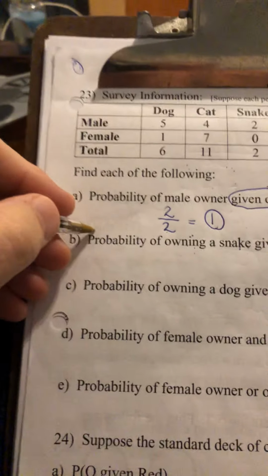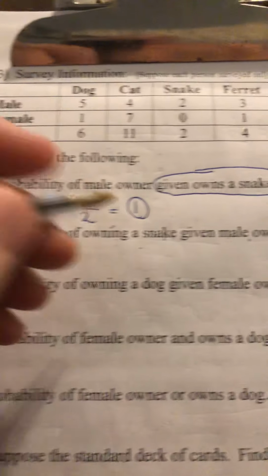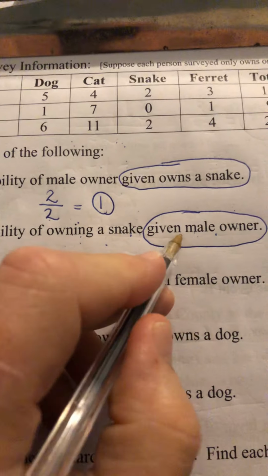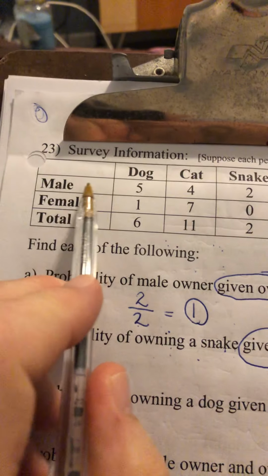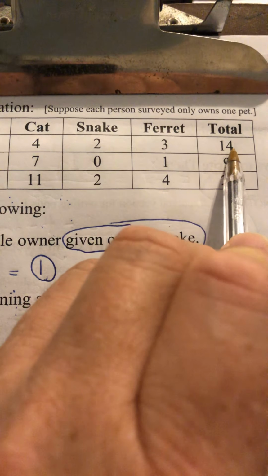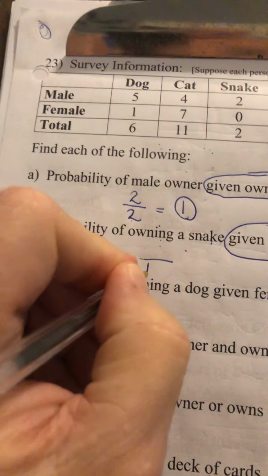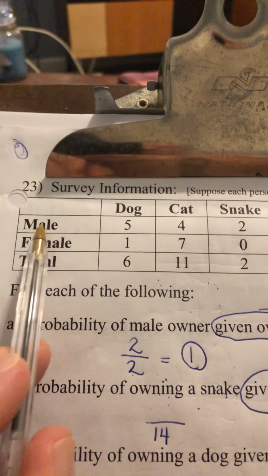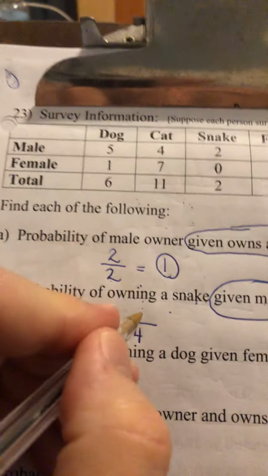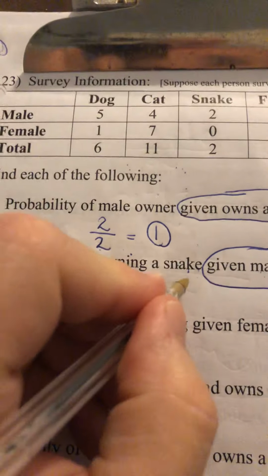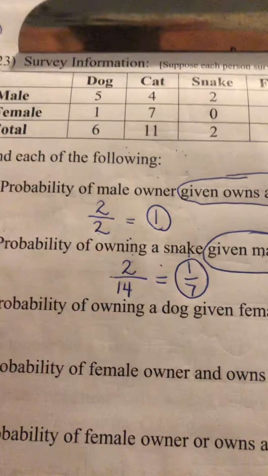All right, let's look at part B. What's the probability of owning a snake given that it's a male owner? Okay, start with the given. Given that it's a male owner, we have 14 people in our sample space. That goes in the bottom. Okay, and given that it's a male owner owning a snake, let's look. Male snake, 2 successful ways that could happen, and 2 divided by 14 is 1/7.